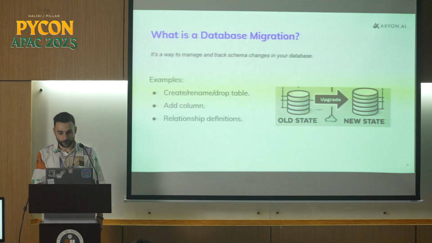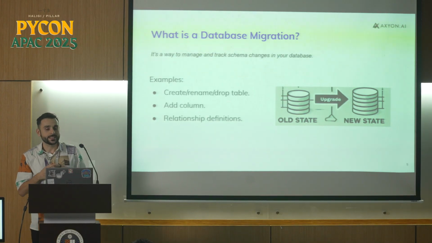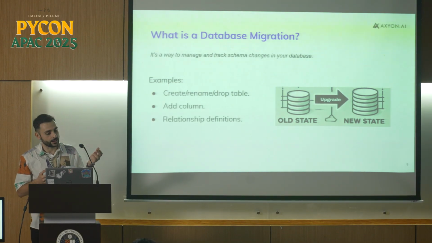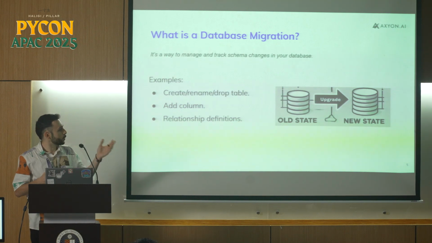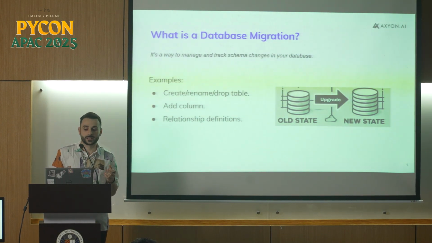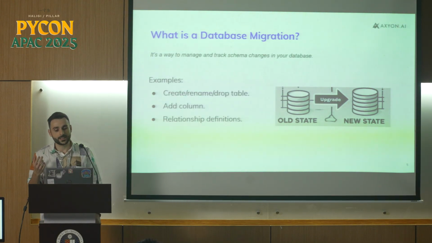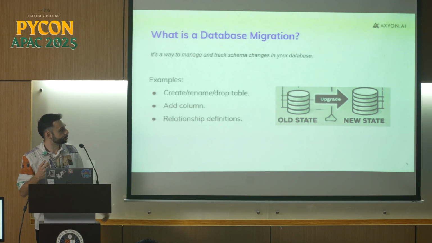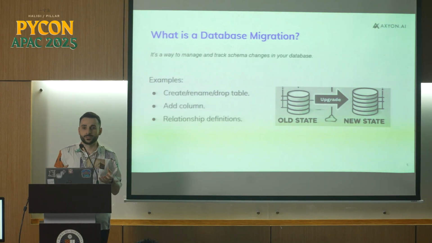To get started, what is a database migration? It's a way to manage and keep track of schema changes in your database. When you use a database alongside your Python code base, your requirements might change, and you might need to update your schema. For example, you need to create, rename, or drop tables, do the same with columns, or define relationships like primary keys, foreign keys, constraints, and so on. Essentially, a database migration is a way to bring the schema from an old state to a new one, but preserving existing functionalities.